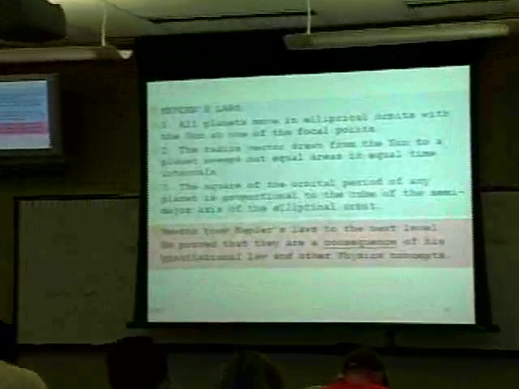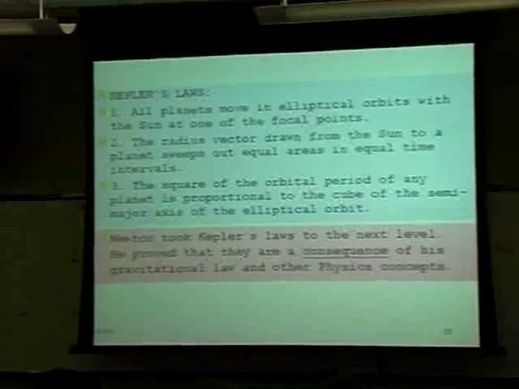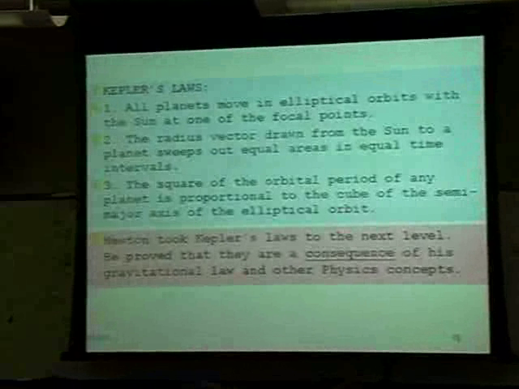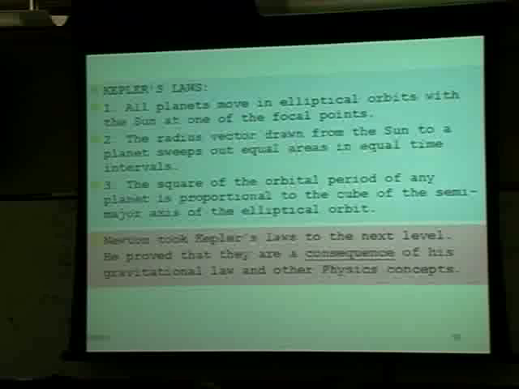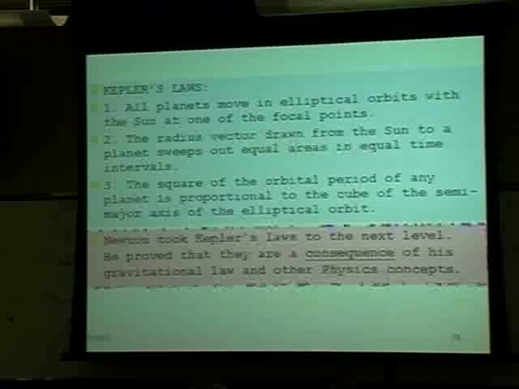Along came Newton, and Newton took these laws and he proved them all using physical concepts. He proved them using his new law of gravity and other concepts of physics like conservation of angular momentum and momentum itself. So Newton came along and said, yes, all right, I can prove this mathematically, and this is the way things should be based on physics. And that's why the Kepler laws were important, because they allowed Newton to think about the solar system.